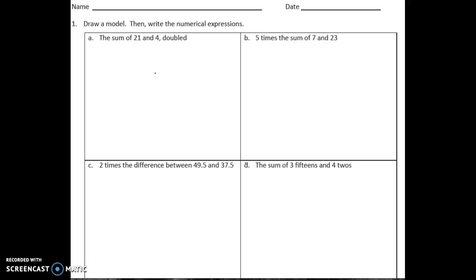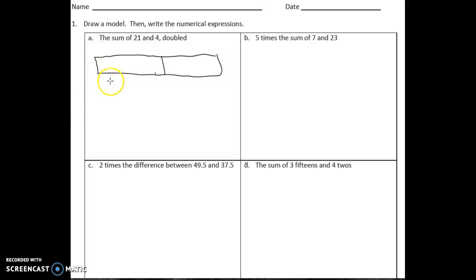I'm going to go ahead and start by doing A, which is kind of simple. This one is saying draw a model. Here we have draw a model, and then it says write a numerical expression. So if we were going to draw a model, I'm just going to be really basic and do what's called a tape diagram. On this, it's going to be something that gets doubled, it says. So that means we're going to have two of these things because we're doubling it.